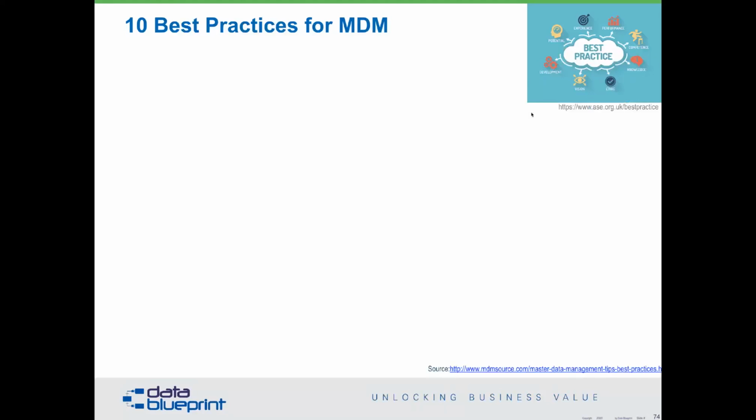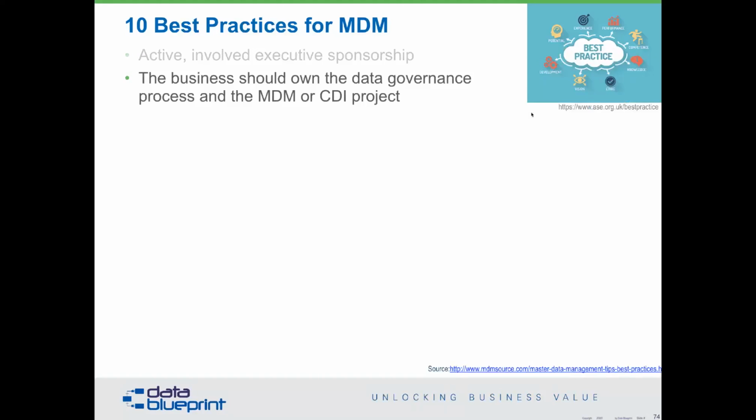Ten good practices for master data management. Again, active involved executive sponsorship, which means you have to find somebody on the business side who cares not about technology, but about the business results that this technology can bring into place. That the business owns the data governance process and the MDM or customer data initiative, as they're often called in that case.